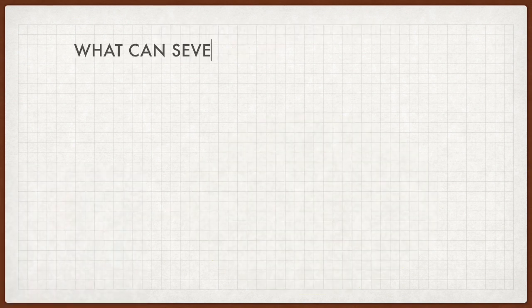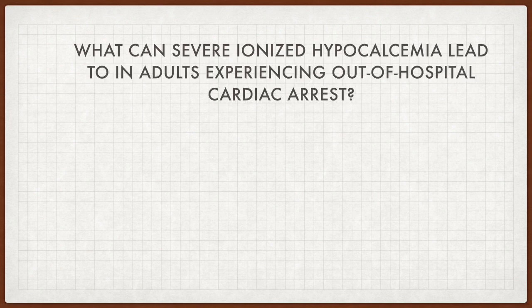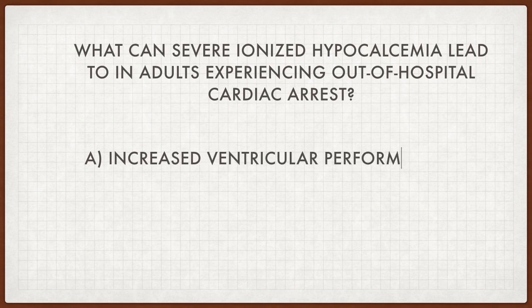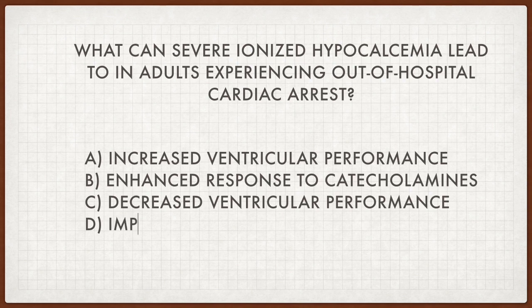What can severe ionized hypocalcemia lead to in adults experiencing out-of-hospital cardiac arrest? A. Increased ventricular performance. B. Enhanced response to catecholamines. C. Decreased ventricular performance. D. Improved hemodynamic response to sepsis.